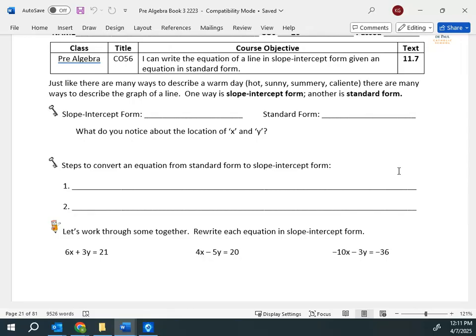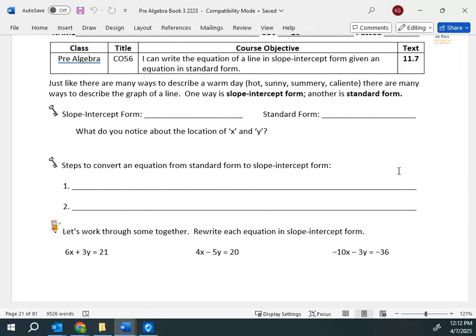So just like there are many ways to describe a warm day, it's hot, it's sunny, it's summery, it's caliente, using other languages, Mr. Schultz. There are many ways to describe the graph of a line. So one way is the slope-intercept form, y equals mx plus b. Another way is the standard form. So we're going to learn that standard form and how we can go back and forth between the two different types of equations. It's telling us the same information, it just looks different.